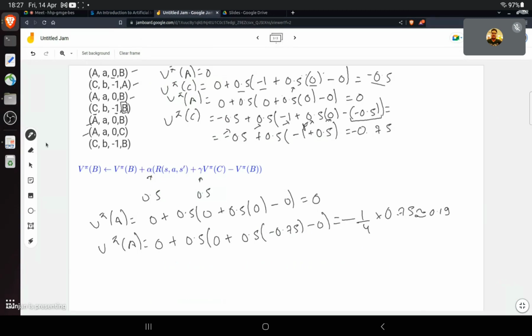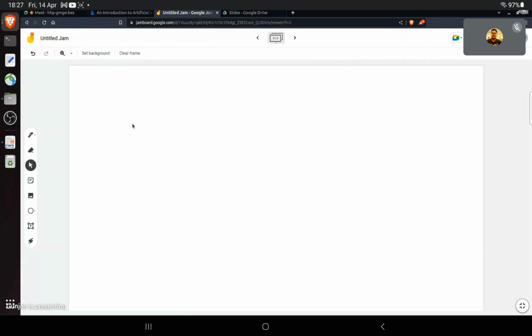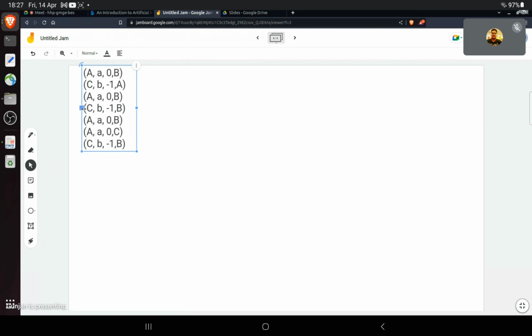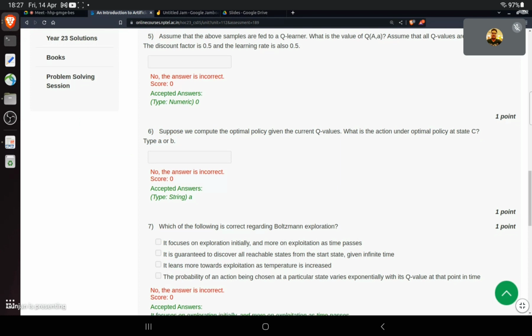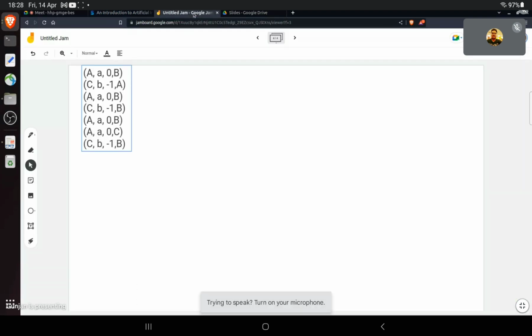Then the question says that we are giving the same samples to a Q learner, right? And we have to find the value of q a comma a. Assume all q values are initialized to 0. Okay, so all q values are initialized to 0.